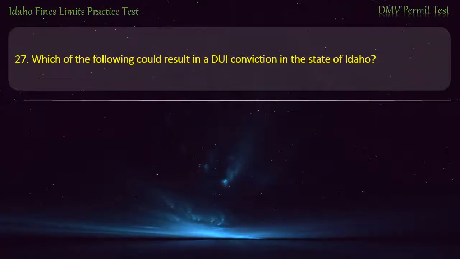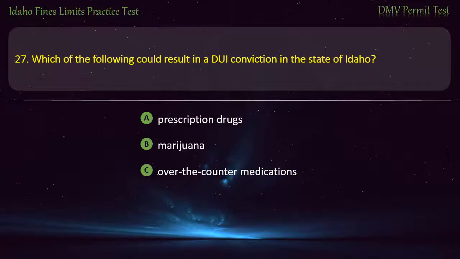Question 27. Which of the following could result in a DUI conviction in the state of Idaho? Prescription drugs, marijuana, over-the-counter medications, all of these answers are correct. Answer: All of these answers are correct.